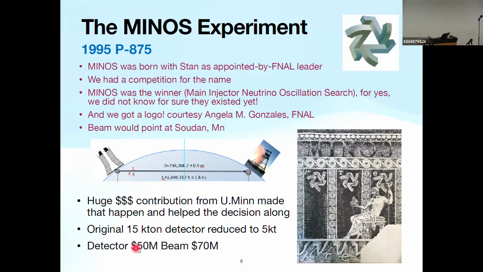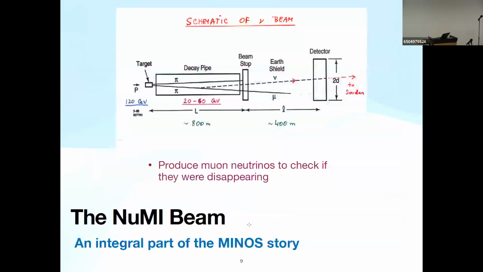Also, the original 15 kiloton detector was eventually reduced to 5 kilotons. And I think that's something that always happens with neutrino experiments, is that you say, okay, you don't need as much mass as you said you wanted, because we'll make it up with the beam with more protons on target, except they never make it up with more protons on target. So it always takes longer. But anyway, the total cost, I think, is about 50 million for the detector, 70 million for the beam. Again, by memory, so I don't know for sure the exact numbers.